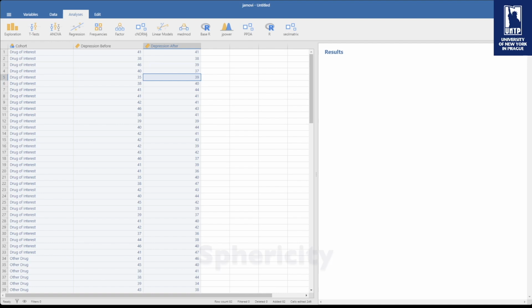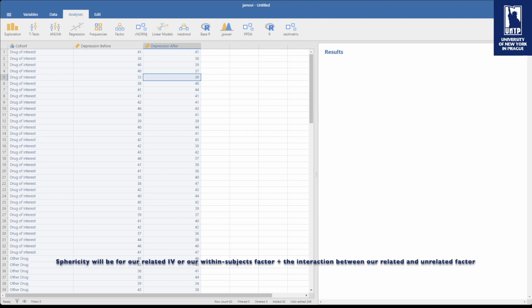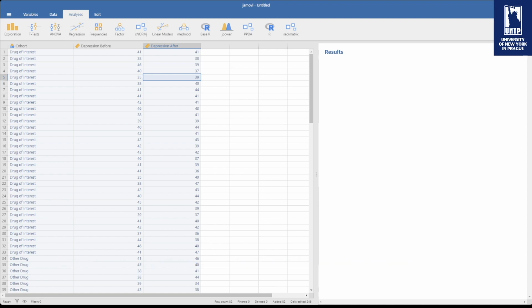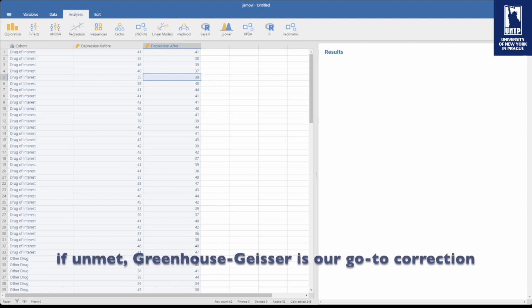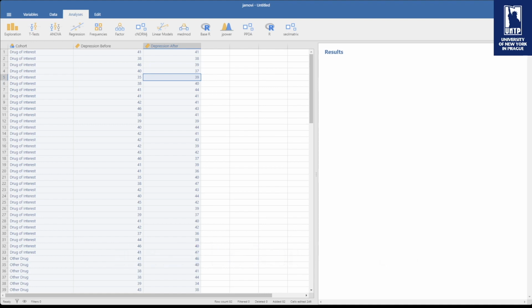And then there is our sphericity. Maybe you might have forgotten about this, we discussed it in the video on within subjects ANOVA. Specifically, sphericity will be for our related independent variable, or our within subject factor, and the interaction between the related factor and the unrelated factor. Think of it as everyone at the party getting equal pie slices. If that's off, well, Greenhouse-Geisser is our go-to correction. Again, should be less than 0.05. But again, you can find all this information in the video about related ANOVA.